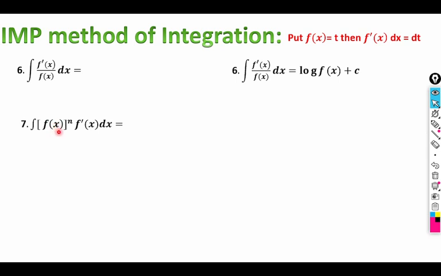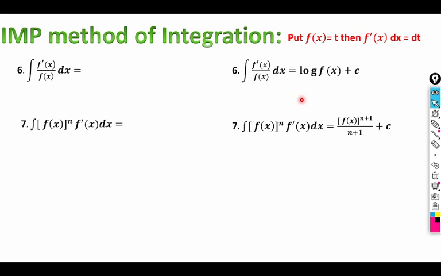So it will become t raised to n dt. Integral of t raised to n is t raised to n plus 1 upon n plus 1. So it will be a formula: f of x raised to n plus 1 upon n plus 1. So this is actually a method, and you always have to focus in the integrand on whether both f(x) and f dash x appear in the integrand. If both appear, you can do it by substitution method.